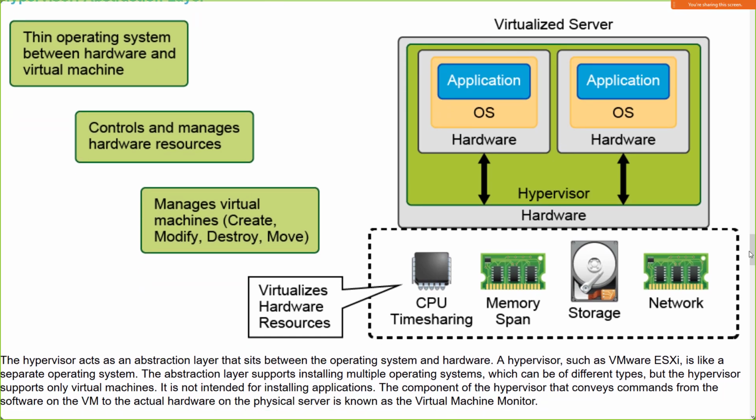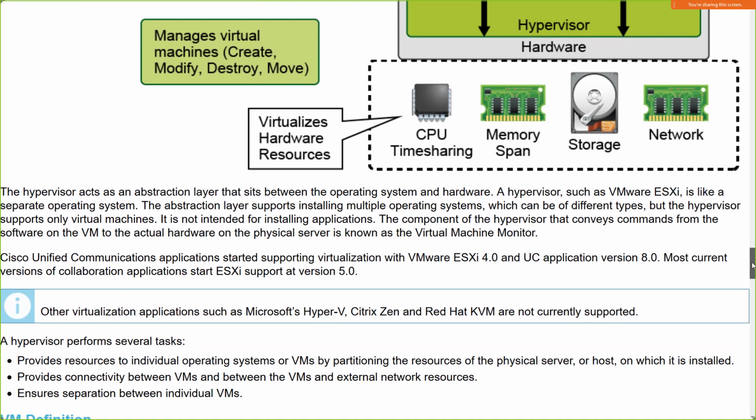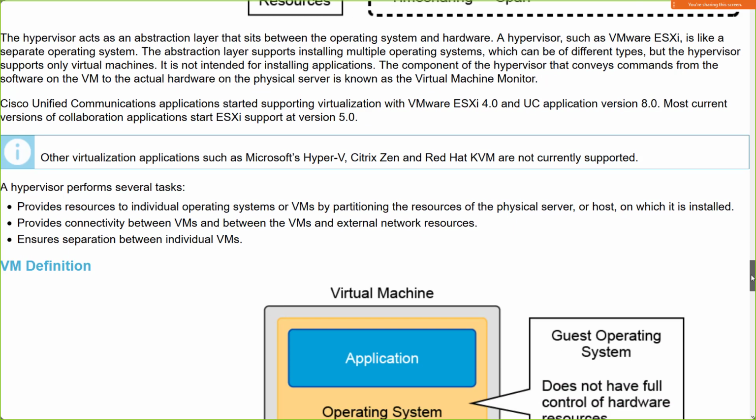The hypervisor itself is what provides that abstraction layer between the operating system and the hardware. VMware ESXi would be your abstraction layer for most Cisco applications, as an example. And it is like a separate operating system, but it has a specific purpose. The specific purpose is to manage the resource allocation to these individual VMs and so on. The abstraction layer supports installing multiple operating systems, which can be different types. You can deploy just about any type of operating system, but the hypervisor only supports virtual machines. It's not intended for installing the actual applications.